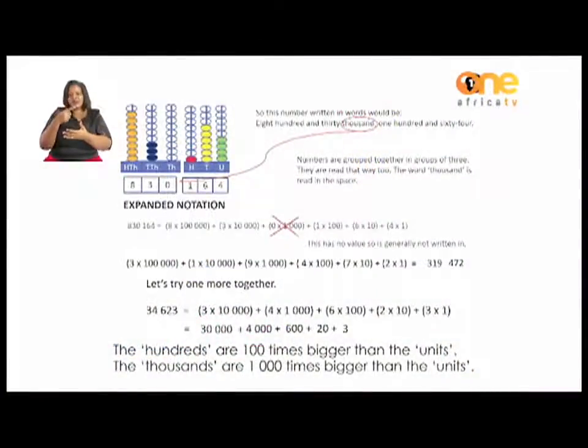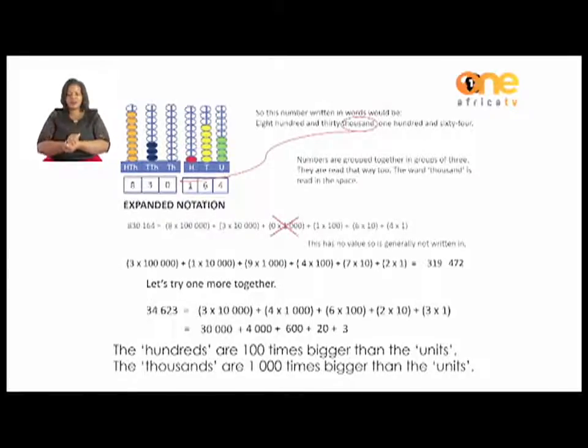The third abacus on our notes is explained as follows. This number is written as 830,164, and to write it in words is eight hundred and thirty thousand, one hundred and sixty-four. Numbers are grouped together in groups of 3. They are read that way too. The word thousand is read in the space.